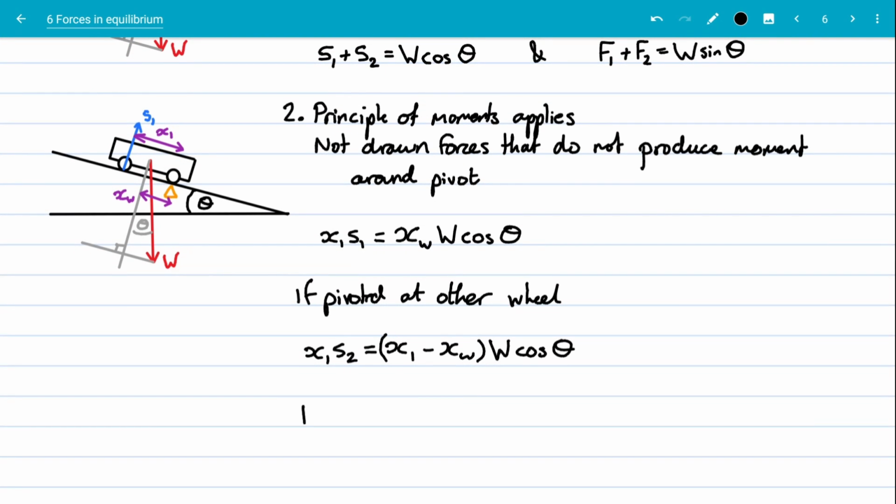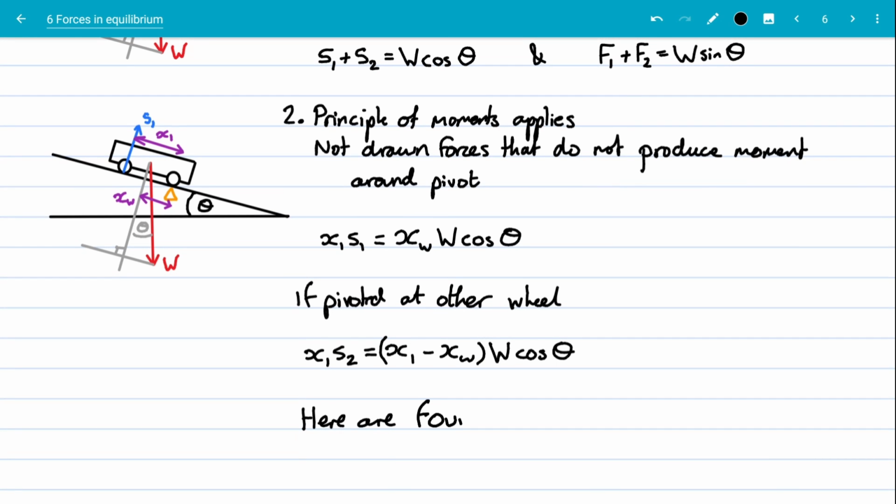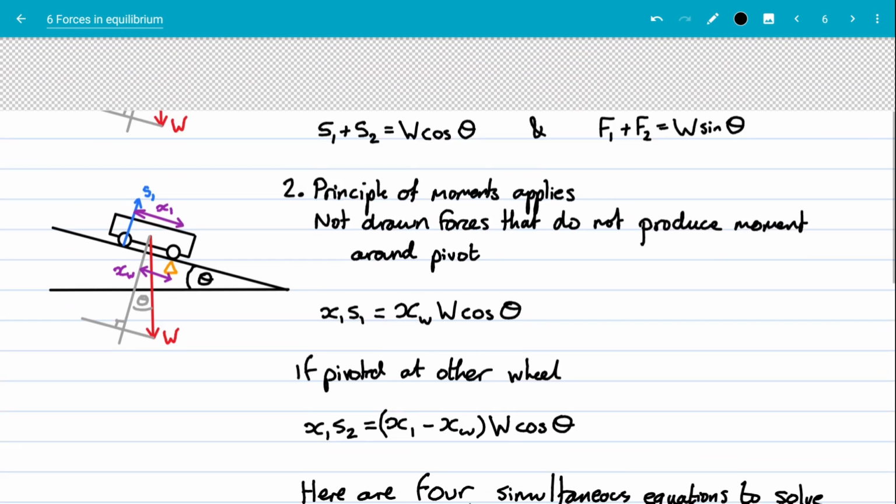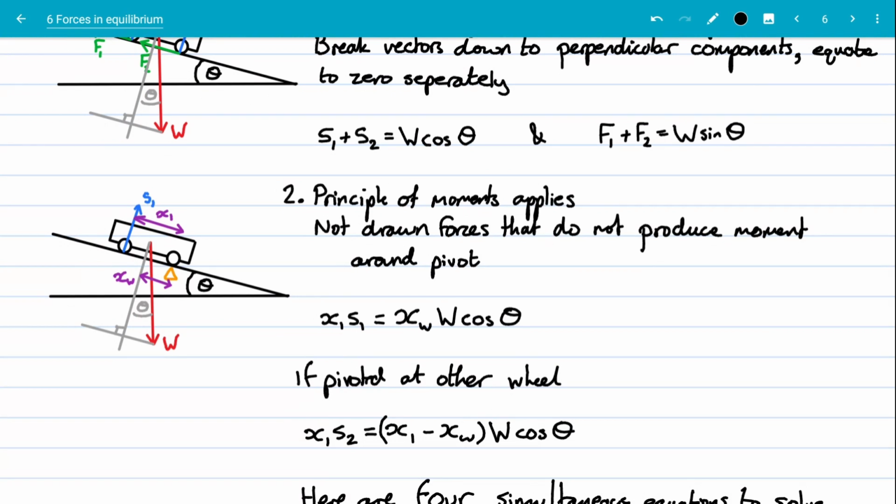So here are 4 simultaneous equations to solve. And I don't know what we might be given in the question, what we might not be given. It might be given S1, S2. What variables are there? S1, S2, X1, XW, W, F1, F2. So that's 7 different quantities.